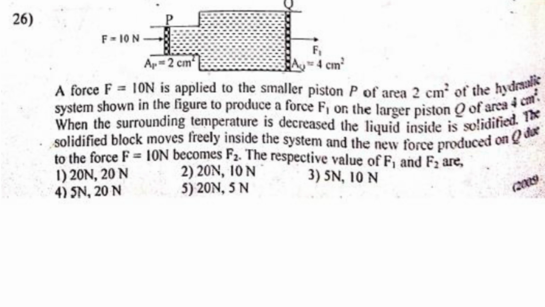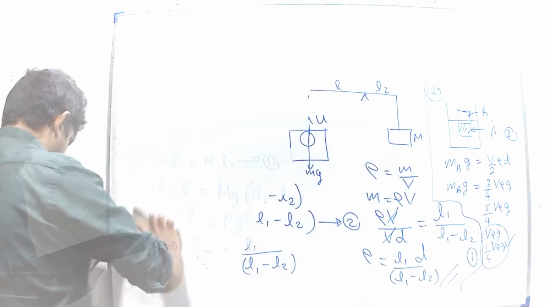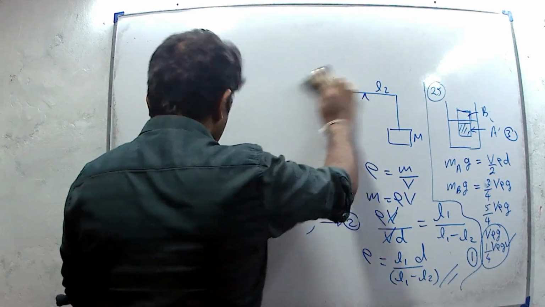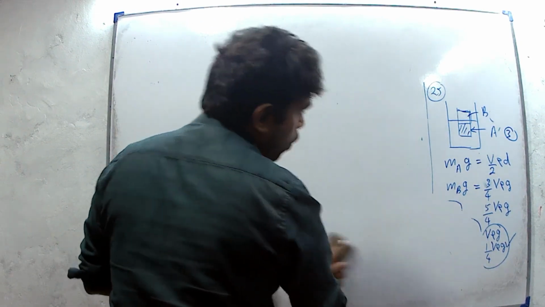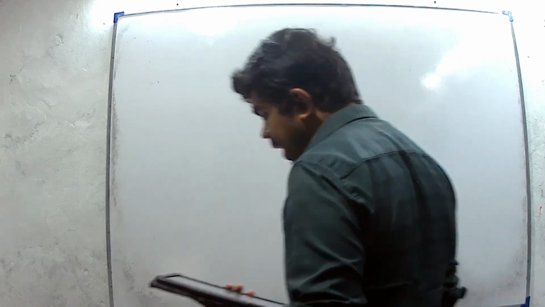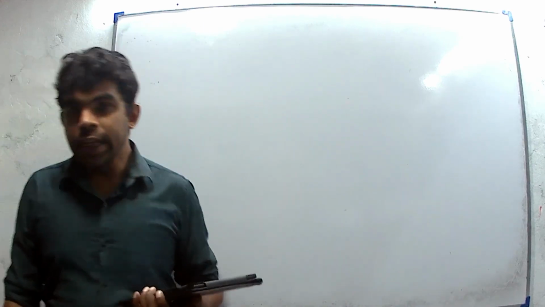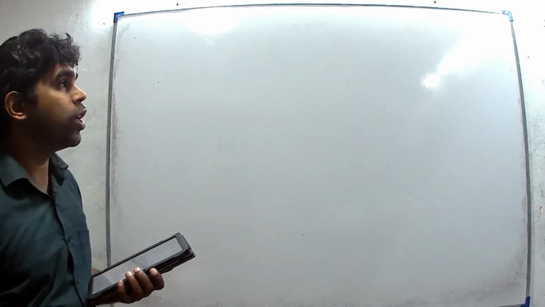Solidified block moves freely inside the system and new force produced on Q due to the force 10 Newton becomes F2. The respective values of F1 and F2 are? There is a force F at the P end and it is a hydraulic system. For the hydraulic system, we know that pressure is equal in the same liquid at the same level according to Pascal's principle.